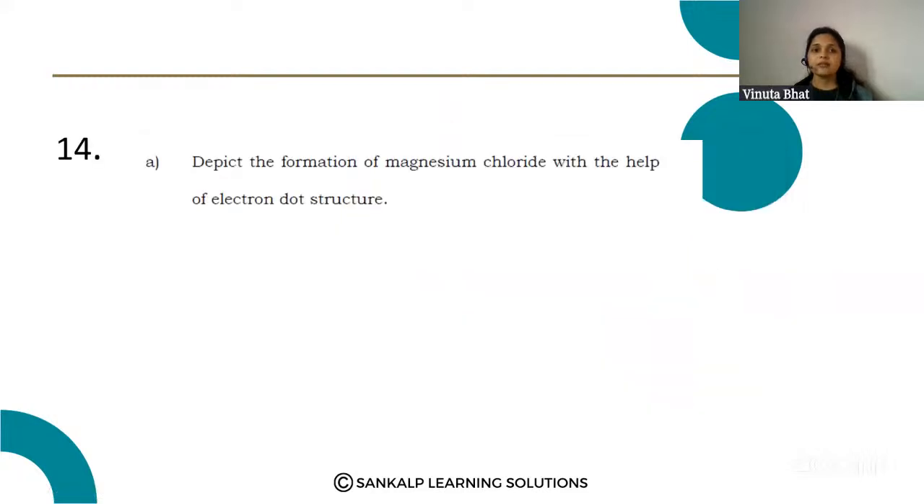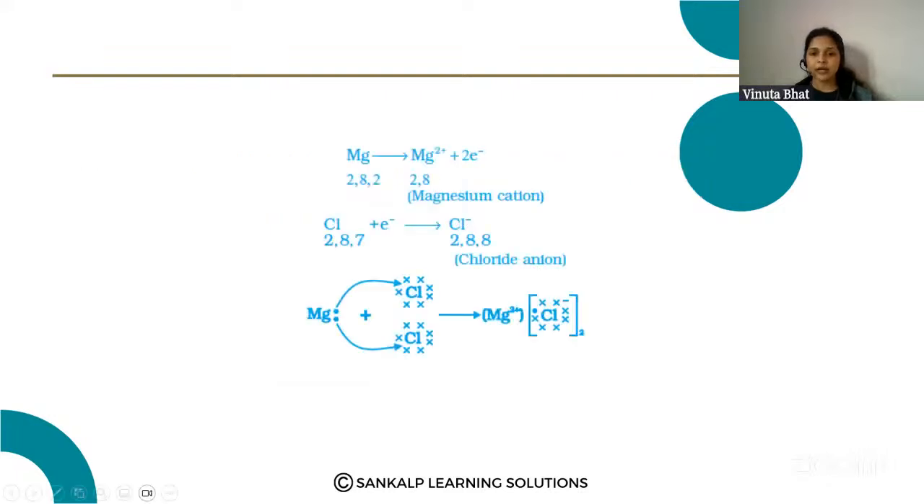Next question. Depict the formation of magnesium chloride with the help of electron dot structure. How is magnesium chloride, MgCl2, formed? Yes, this is the formation of magnesium chloride by using the dot structure. It is also given in the NCERT textbook, right? One of the important questions, repeatedly asked in different question papers.